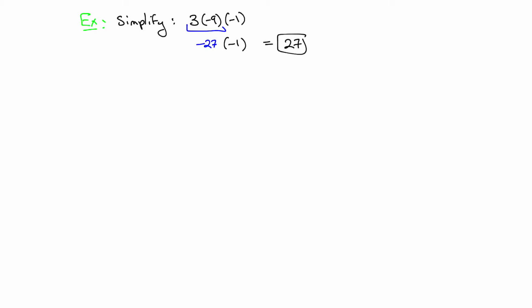I'm going to do one more of these, and then we're going to talk about a rule, and then we'll go on from there. Let's do simplify. Ooh, wrong color. Simplify. Negative 4 times negative 2 times 3 times negative 7.